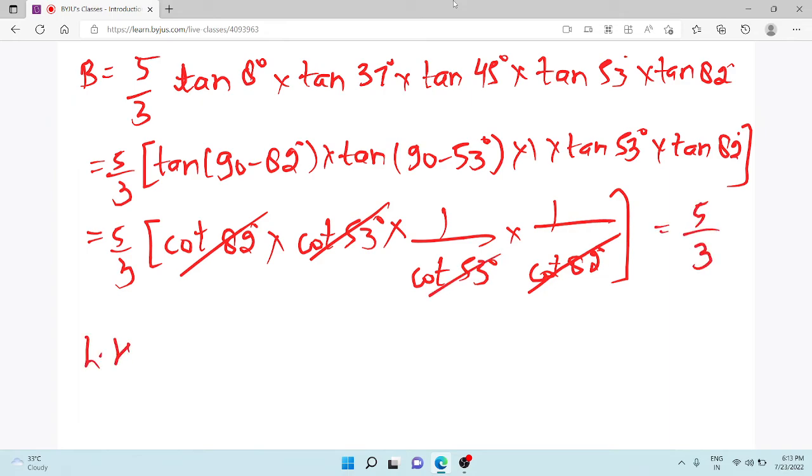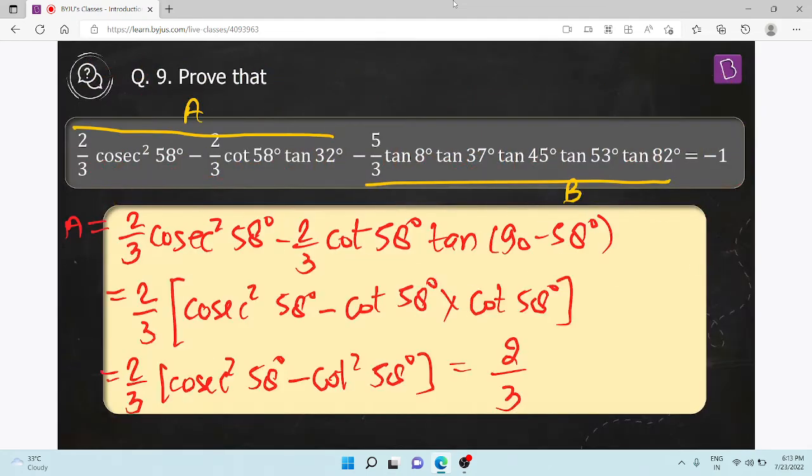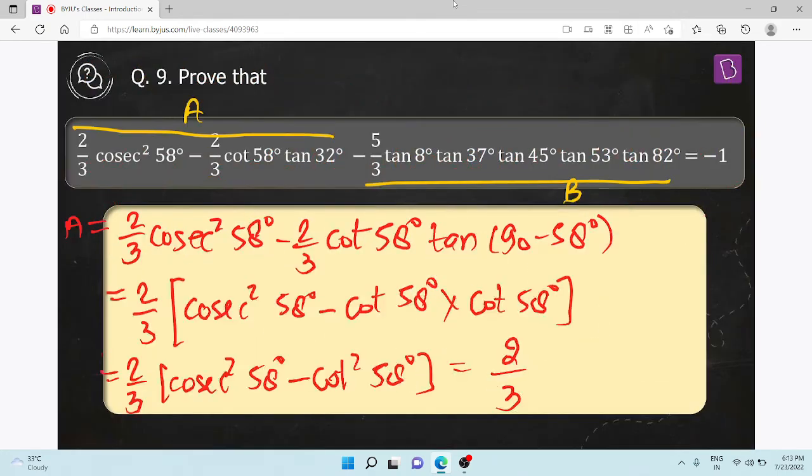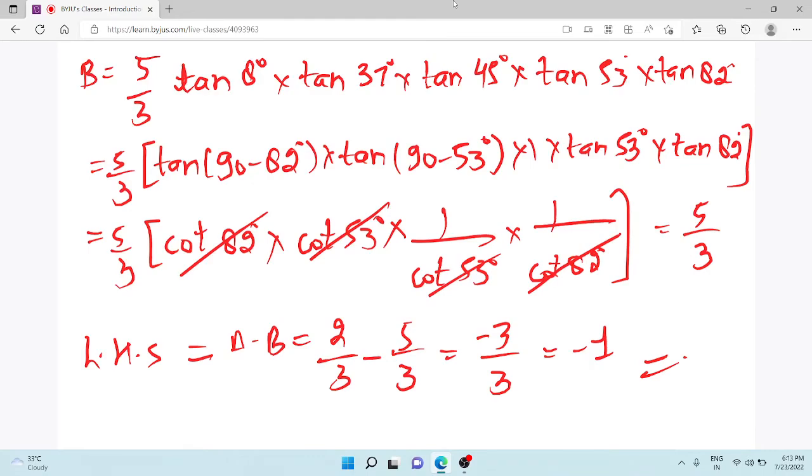It means the value of the left hand side will be whole A value minus whole B value. And A is 2 by 3, so it will be A minus B, that is 2 by 3 minus 5 by 3. So it will be equal to minus 3 by 3, that is minus 1 is the answer. This is what we have to prove here. Answer must be equal to minus 1.